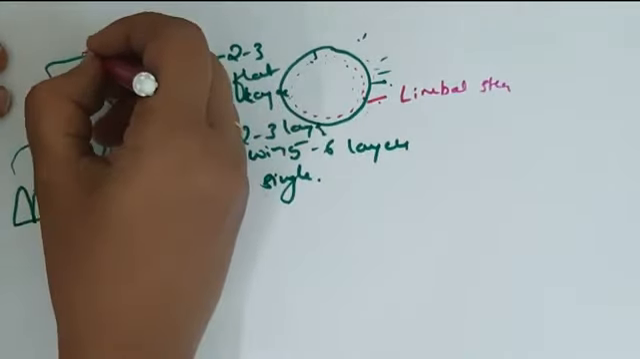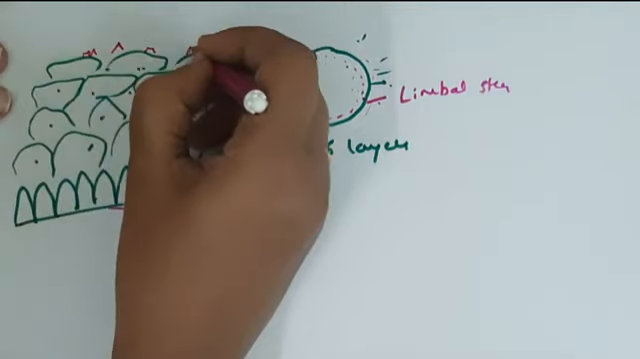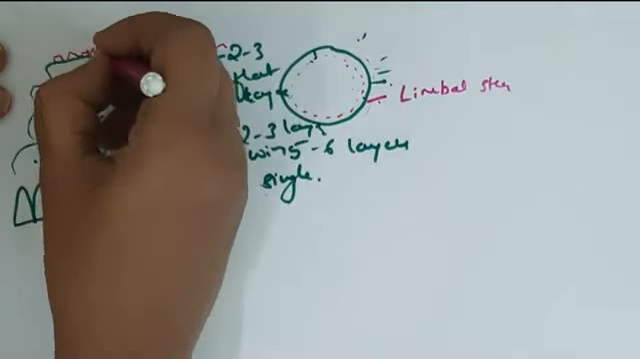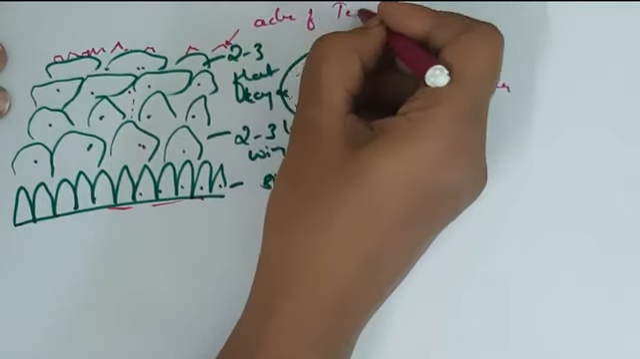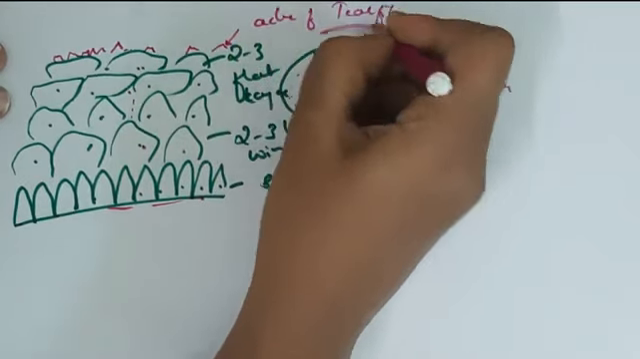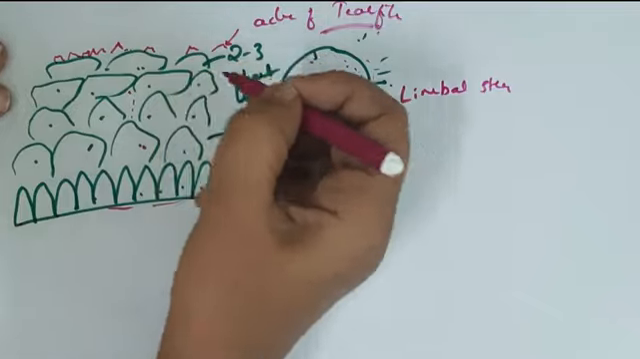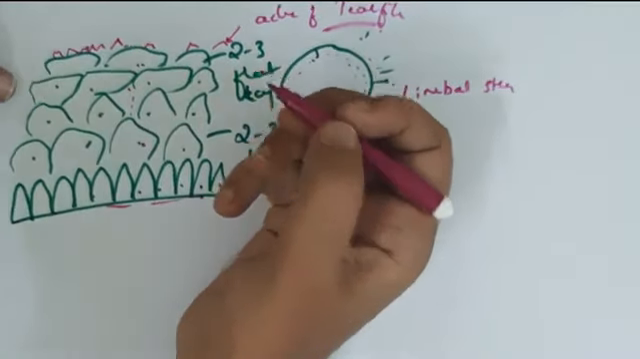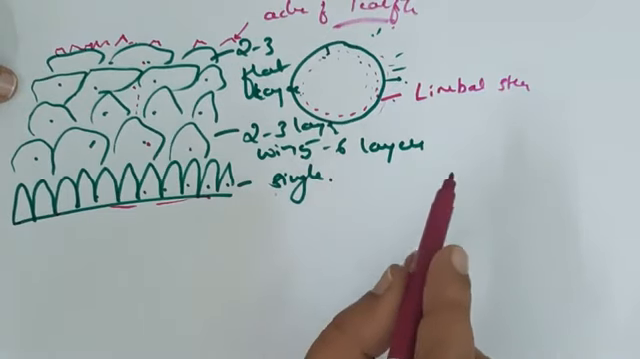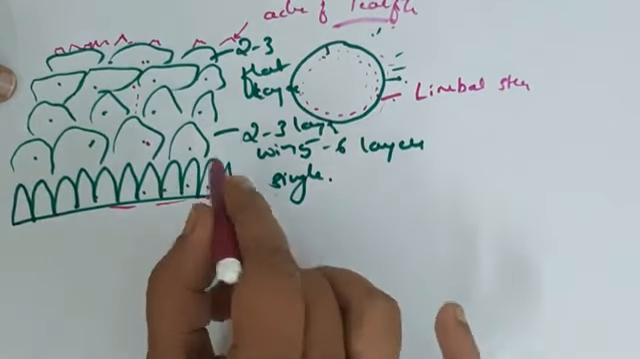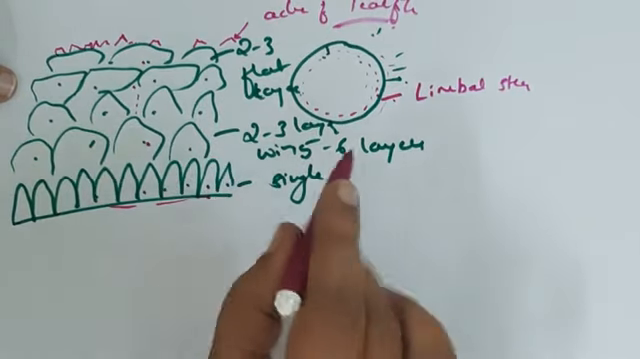In the topmost cells, that is the flat cells, there are little microvilli-like structures. This helps in adherence of the tear film to the cornea. To some extent, the tear film is attached to the cornea because of these microvilli. I will discuss in detail about the limbal stem cells in a separate video. So this is about the epithelial cells of the cornea.